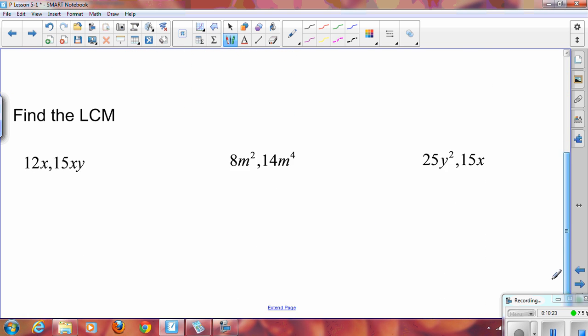So looking at these down here, we have 12x and 15xy. We're going to do 12 and 15 first. Okay? This one's even, but this one's not. They are both divisible by 3. This leaves me 4 and 5. 4 and 5 do not have common multiples. 3 times 4 times 5. Okay, there's an x mentioned. There's a y mentioned. So there's one x here and one x here, so we only need one x and one y. 3 times 4 is 12, times 5 is 60, so my answer is 60xy.